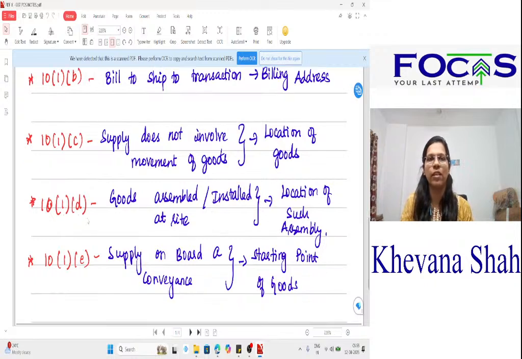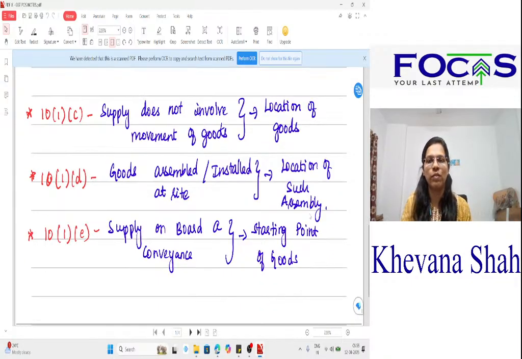Then we have section 10(1)(d), goods assembled or installed at site. So in such cases it is the location of such assembly. Okay, so wherever the goods are installed or wherever they are assembled, that location will be your place of supply. Then we have section 10(1)(e), supply on board a conveyance. So you are onboarding goods on a conveyance. Then in that case the place of supply will be the starting point wherein such goods are being onboarded.